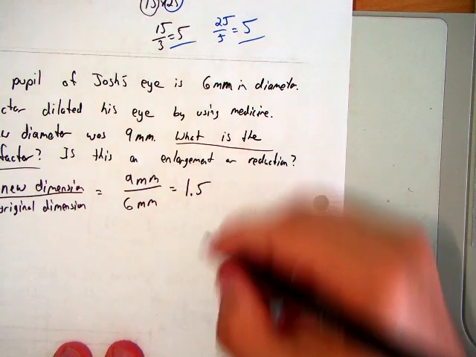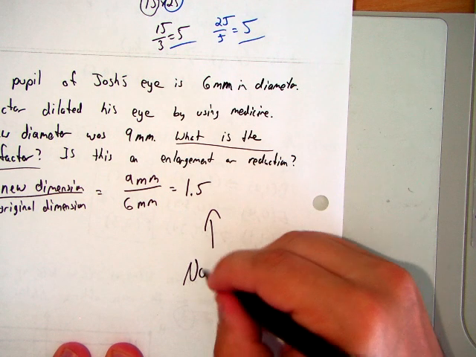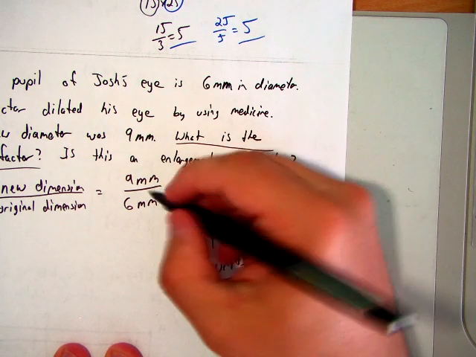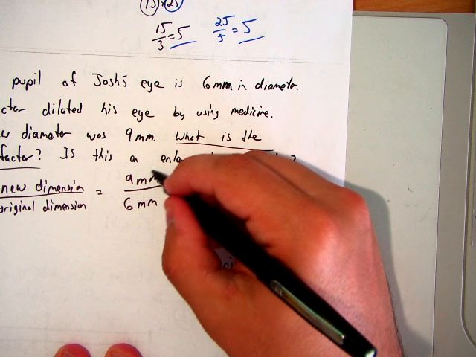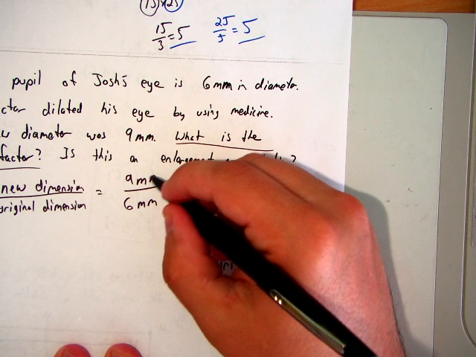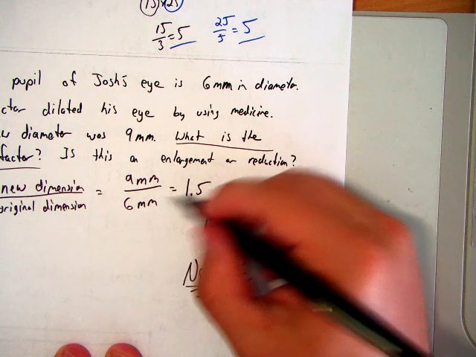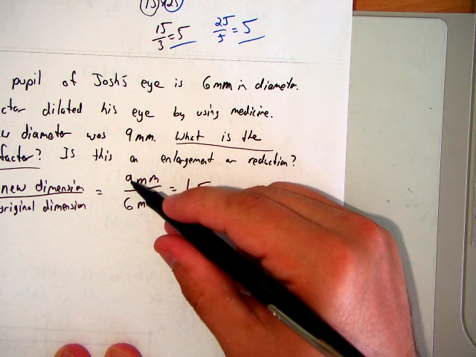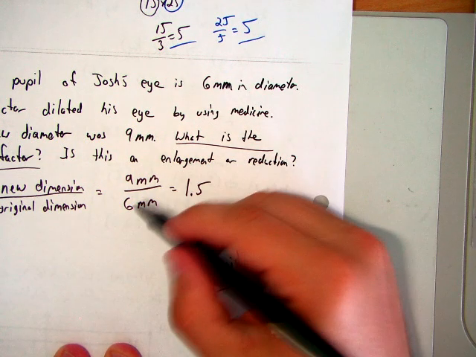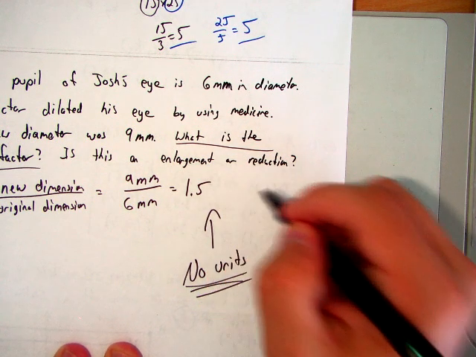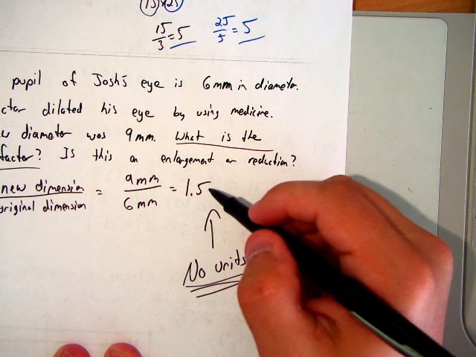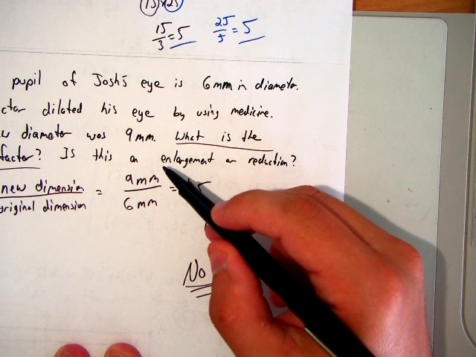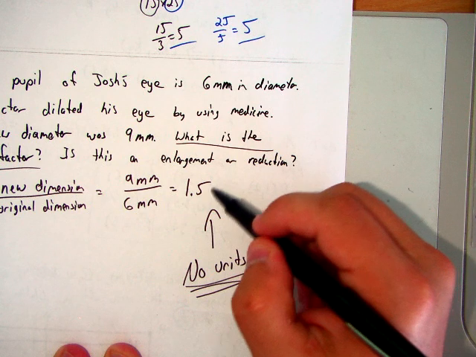Now be careful. With scale factor, there are no units. The reason why is because these units here would cancel each other out. And I just want to say, well, what's 1.5 and 6? 6 times 1.5 will get you 9. If we were to put units on here, if we said that this was millimeters, 6 millimeters times 1.5 millimeters, that'd be 9 millimeters squared. So do not include units on your scale factor.